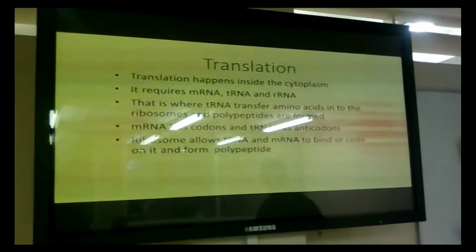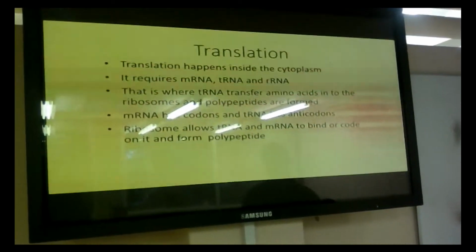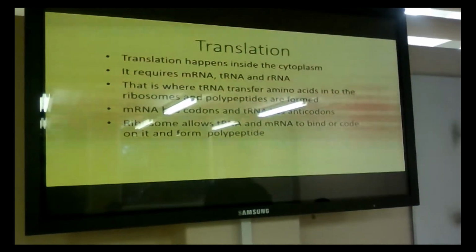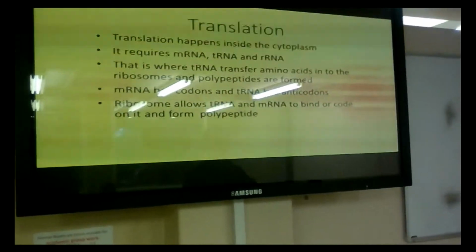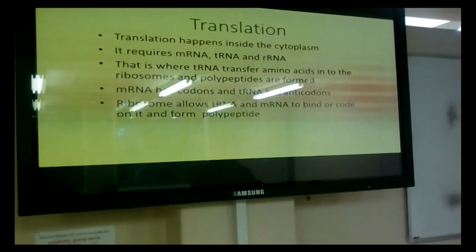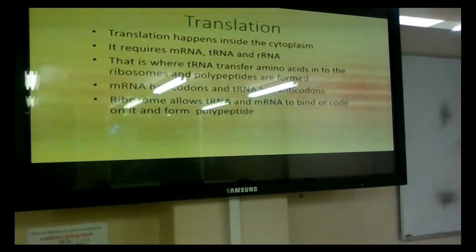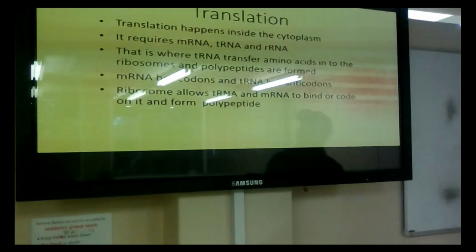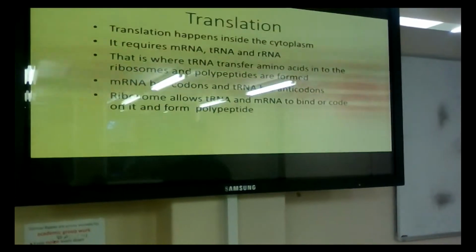Translation, you obviously know what translation is. Like we have translators who can speak two languages, translating Tswana to English, Afrikaans to Sepedi. Translation happens outside the nucleus, in the cytoplasm. Remember, transcription happens inside the nucleus. For translation to take place, it requires mRNA, tRNA, and ribosomal RNA.